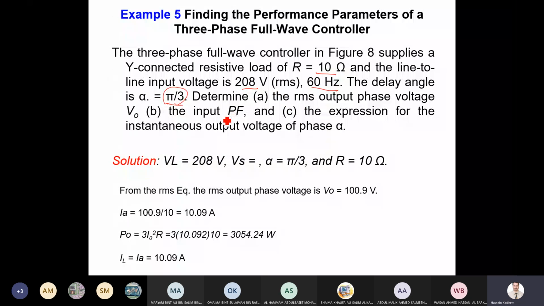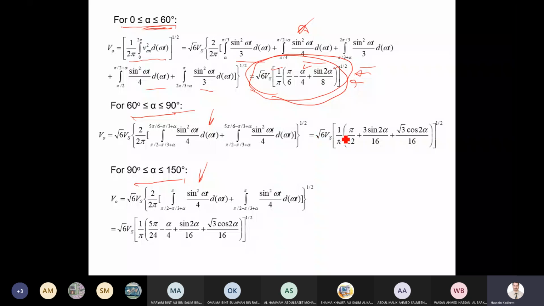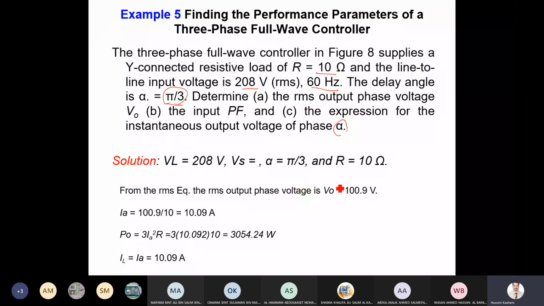Great. What he also asked me to do is the input power. We know output over input. The expression for the instantaneous output voltage of phase A, I have the waveform. Okay, I will go back to it. Now I have everything here. Let me start. I will come here, substitute for VS by its value 208, alpha by 60 here, 60 here, and then here we are. We got the output voltage.